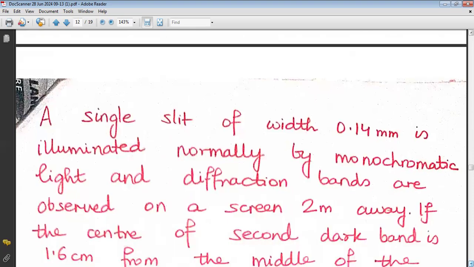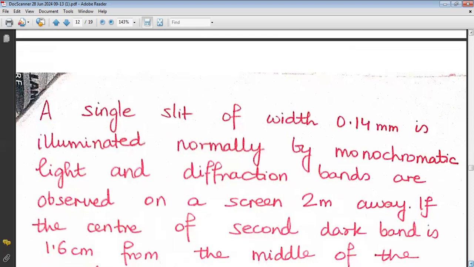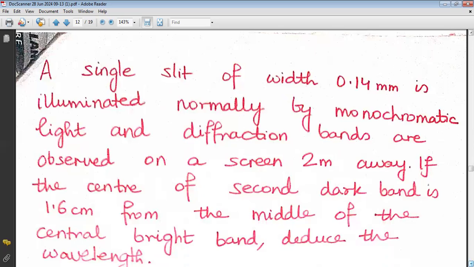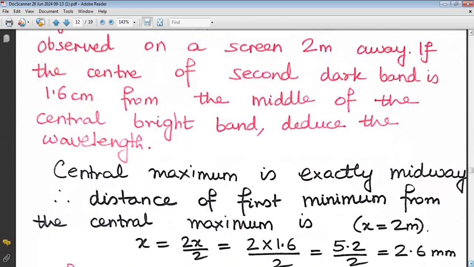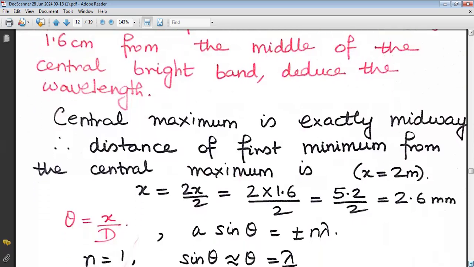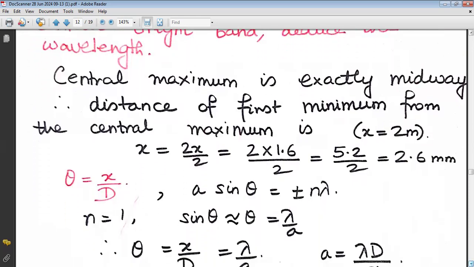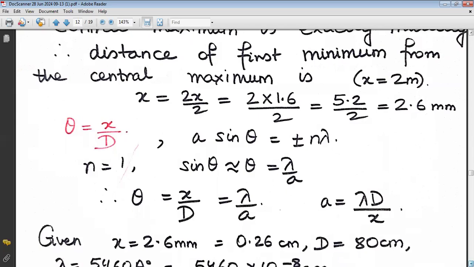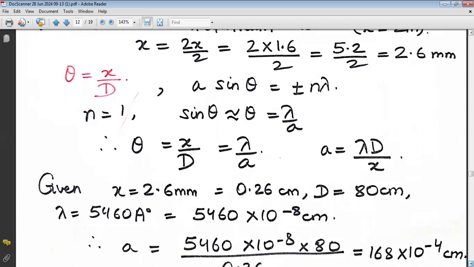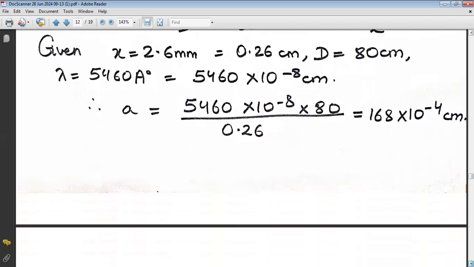A single slit of width given is illuminated by monochromatic light. Diffraction bands are observed on the screen 2 meters away. If the center of the second dark band is 1.6 centimeter from the middle of the central bright band, find the wavelength. The central maximum is exactly midway. Therefore, the distance of the first minimum from the central maximum is this much. Theta is x upon d. A sine theta is plus minus n lambda. All this has been done in the previous numericals. Put the value of theta and a, what you have been given in the numerical, and you get the answer.